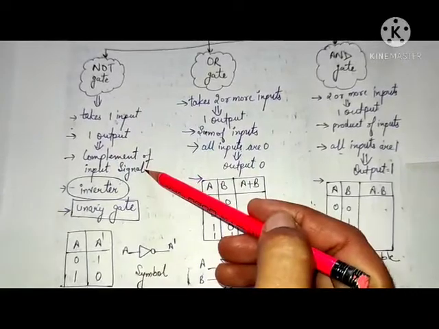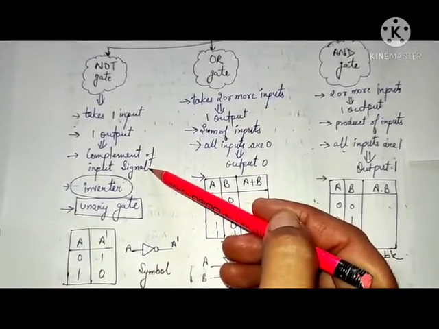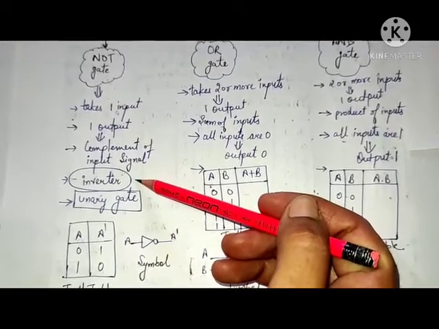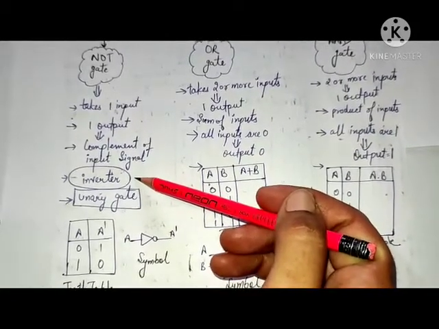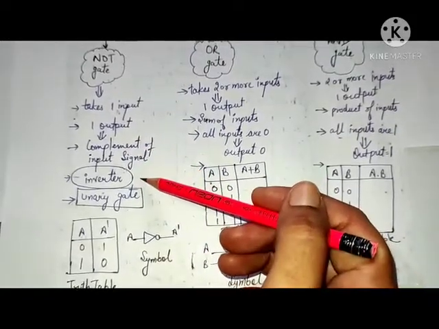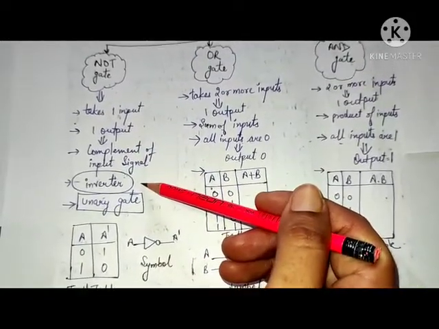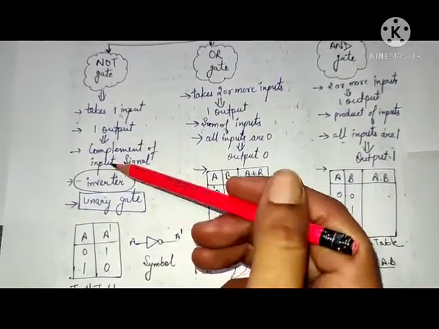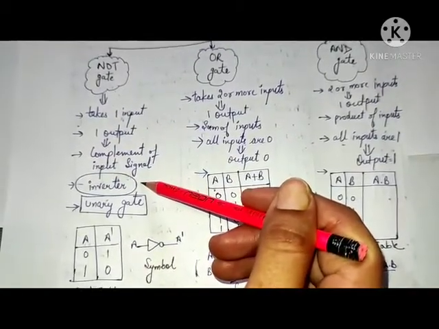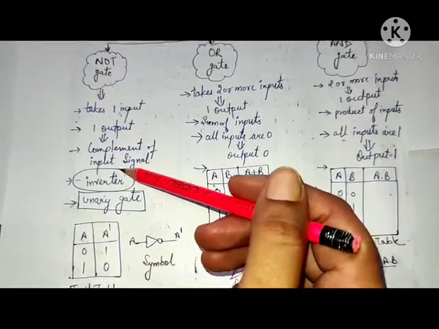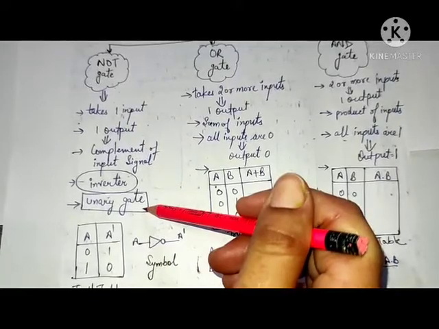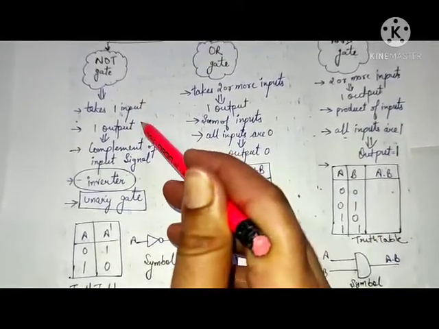NOT gate is used to complement the input signal. So that's why it is called inverter, because it inverts the input signal. If the signal is on, then it complements it and produces the off signal. If the signal is off, then it converts that signal into on state. Or we can say that 1 into 0 and 0 into 1. This gate is also called unary gate because it takes only one input.